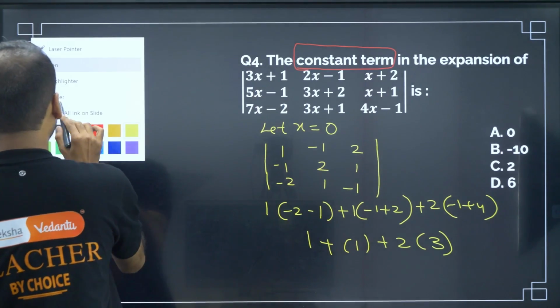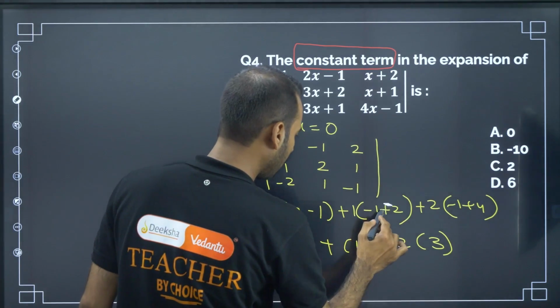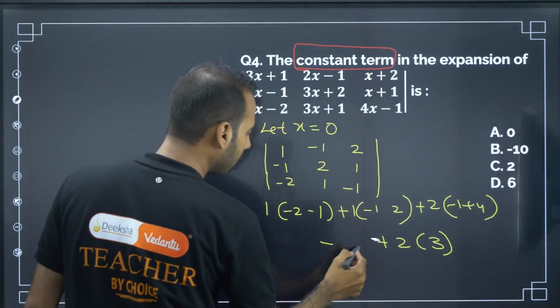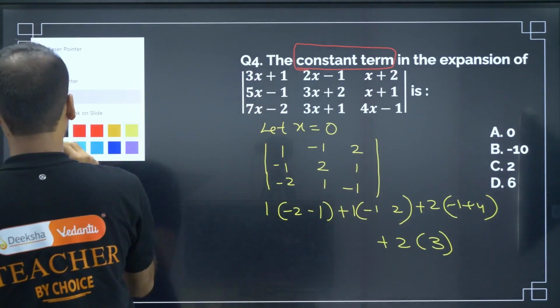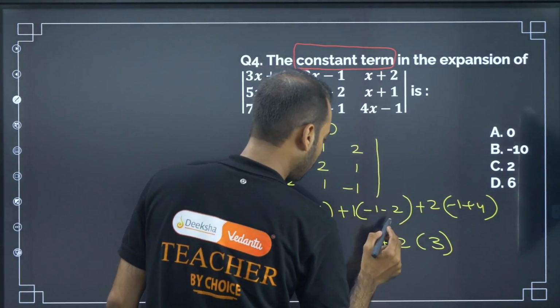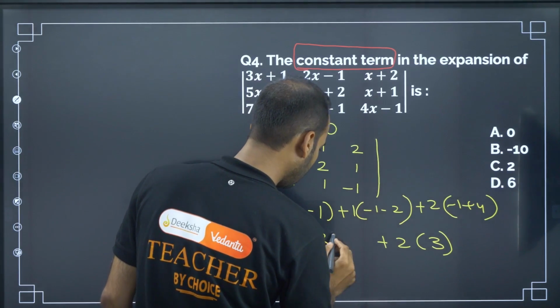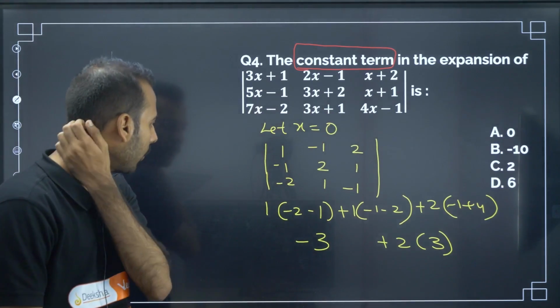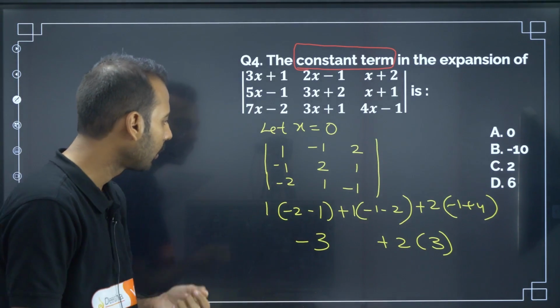So here some calculation mistake I am doing. In exam you don't do such mistake, otherwise it will be problematic. So minus 2 minus 3 minus 1 it will become plus 1 1 plus 2.